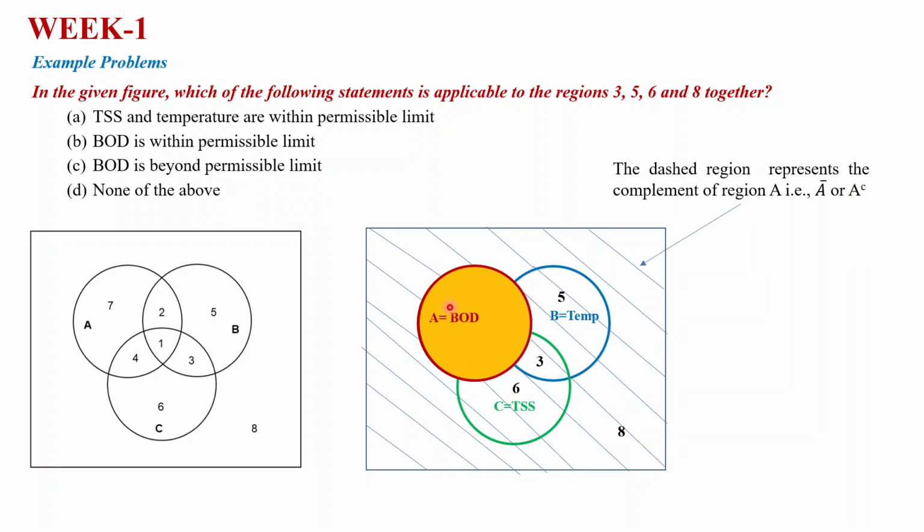The dashed region represents the complement of region A, that is A bar or A complement. You can see the upside, right?